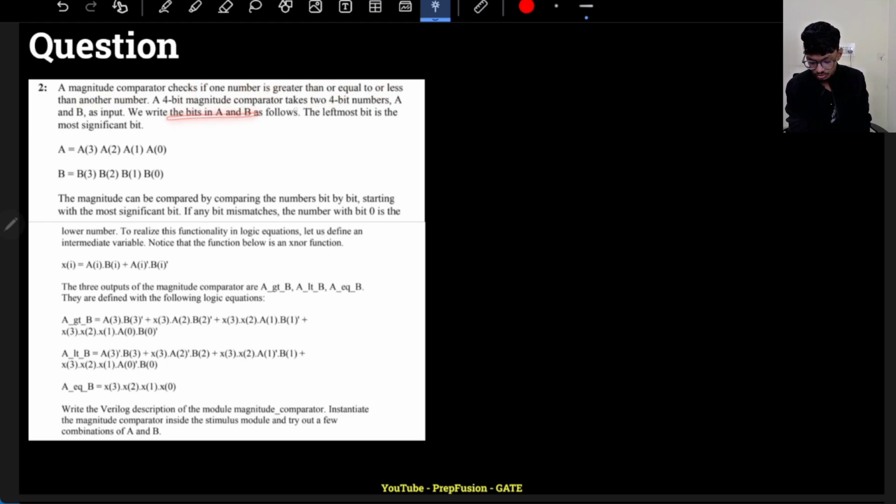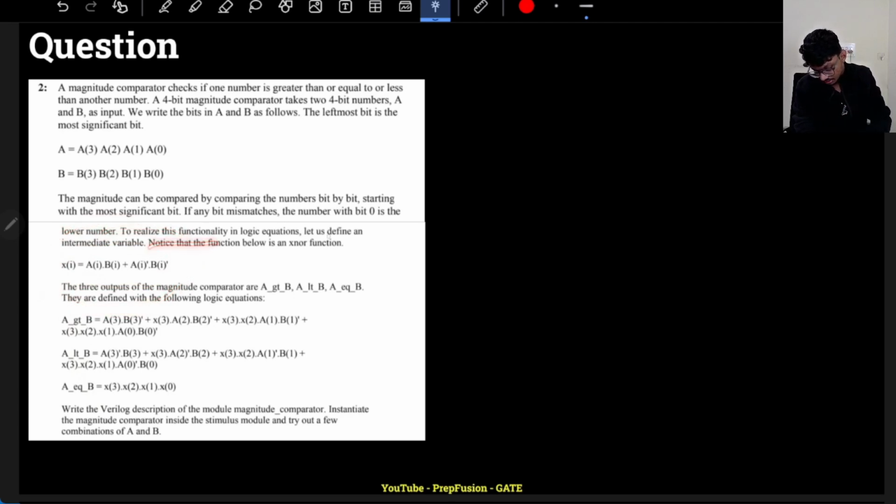A 4-bit magnitude comparator takes two 4-bit numbers a and b as input. We write bits a and b as follows. The leftmost bit is the most significant bit. So a is this and b is this. The magnitude can be compared by comparing the numbers bit by bit. We have already done this, right? The greater than or equal to operator we have already programmed. That is what they are asking us to find out. So they have already given the relation to find out the magnitude.